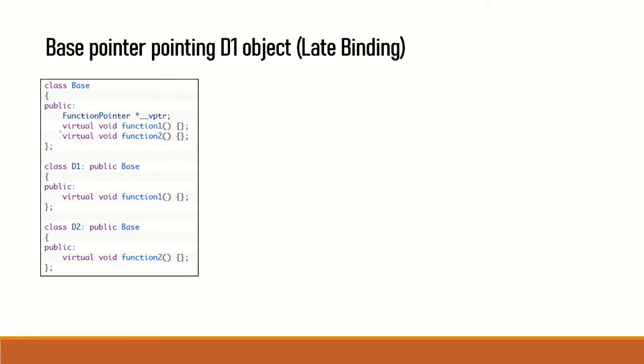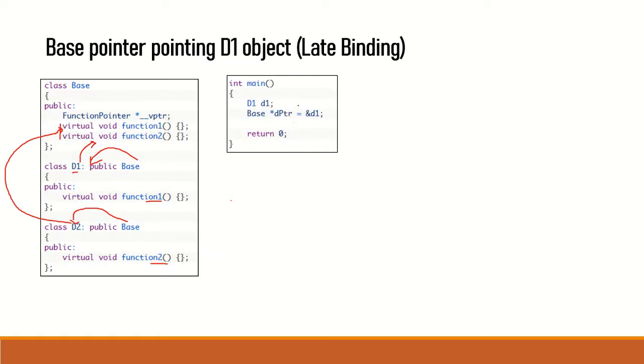The base class will have two virtual functions implemented. D1 is inherited from base, public inheritance, and similarly D2 is also publicly inherited from base. D1 has its own function 1 version and D2 has its own function 2 version. For function 2, D1 will take it from the base class, and for function 1, D2 will take it from the base class. For the other two functions, they will take their own version.